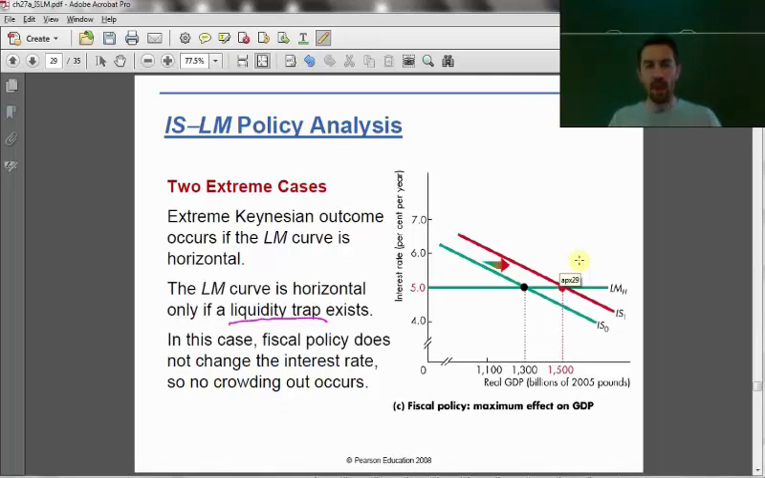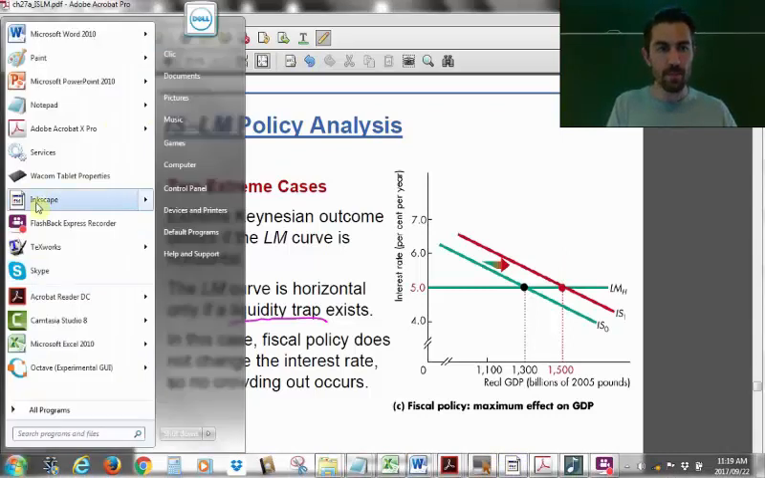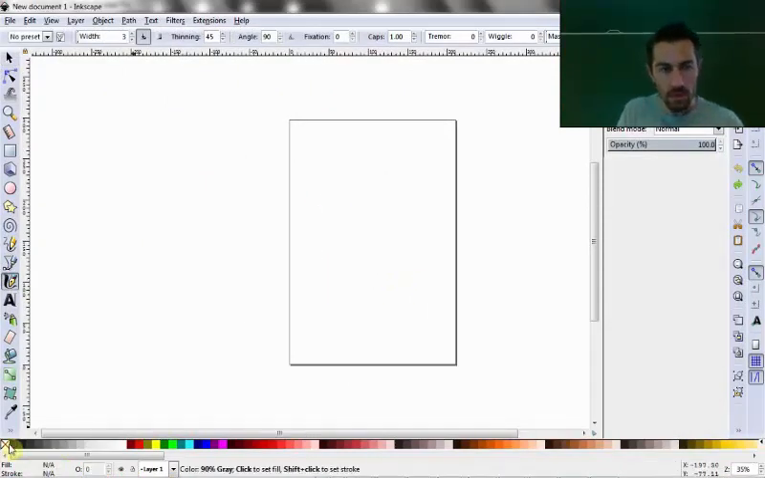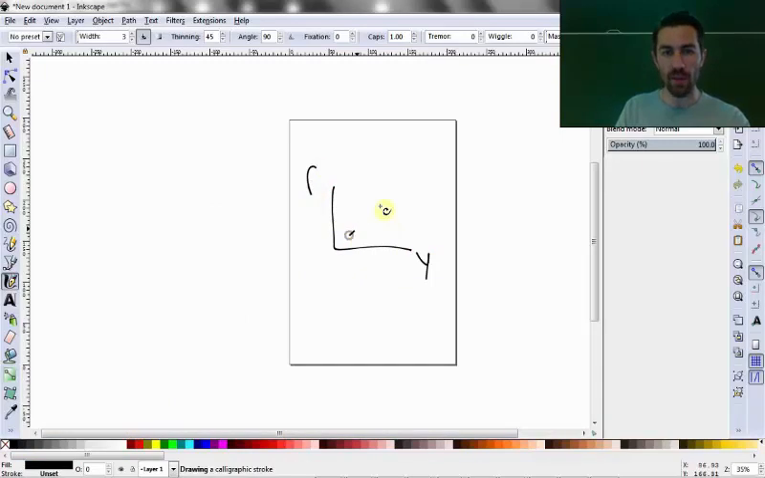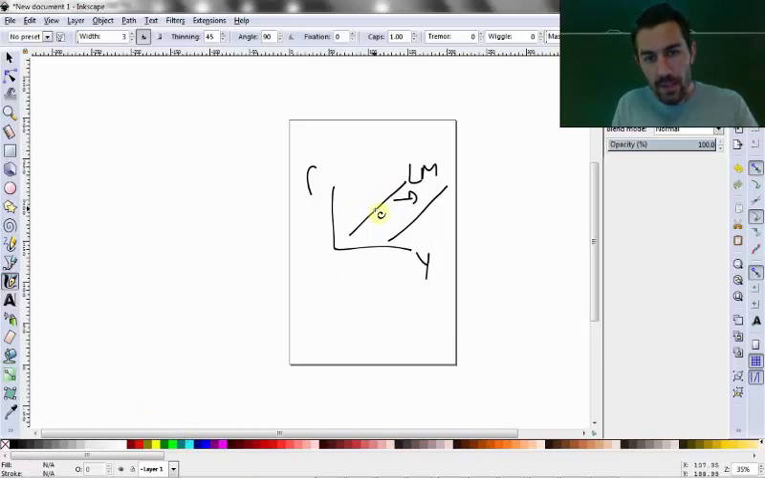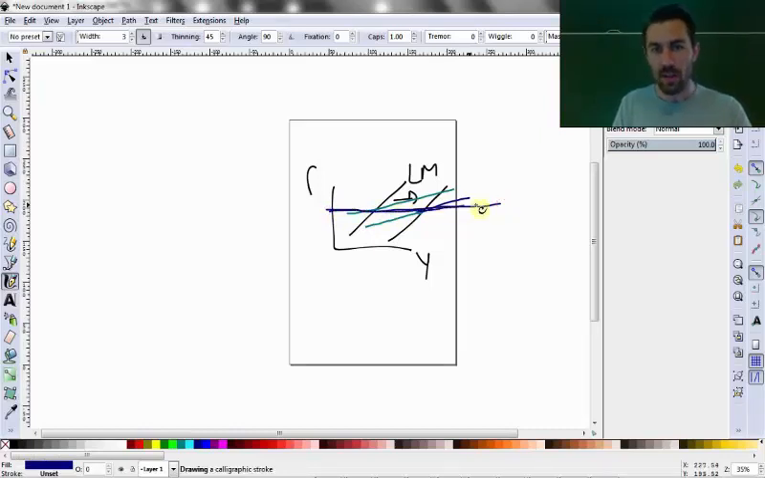When you have a horizontal LM curve, let me put it to you this way. If you have an LM curve that is upward sloping, so if we draw a normal LM curve, with y against r, and an LM curve that's upward sloping, remember, when you shift your LM curve to the right, that's an expansionary monetary policy. Now, if your LM curve is much flatter, and you shift your LM curve by the same amount, and if your LM curve is perfectly horizontal, when you shift it horizontally, it stays in the same place. You get what I'm saying?